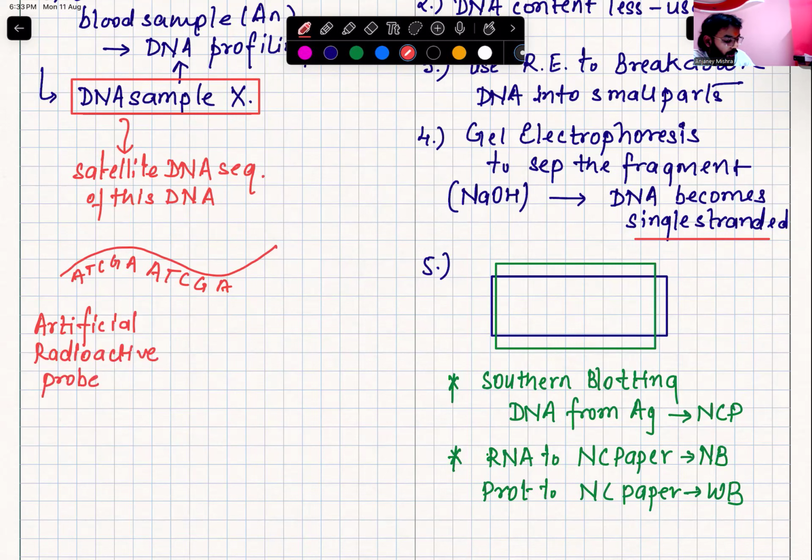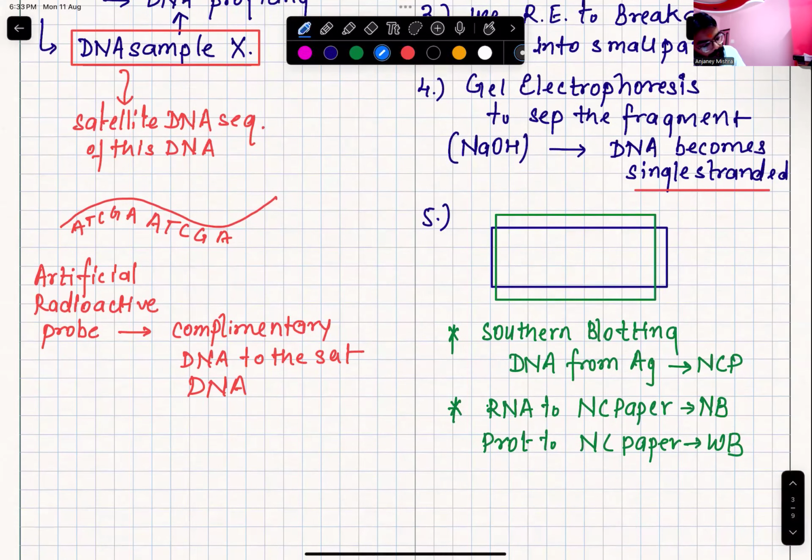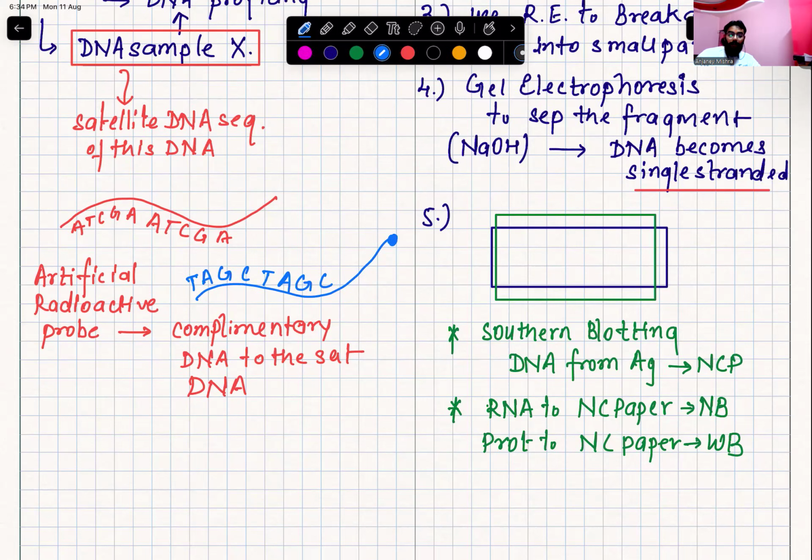Here, you will create a complementary DNA to the satellite DNA with a radioactive phosphorus or radioactive sulfur attached to it. So what does it look like? It will look like this. The complementary is TAGC, TAGC with something radioactive labeled attached to it. This is what you have to create. Is that okay? Yes, sir.